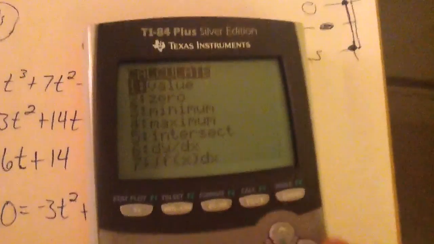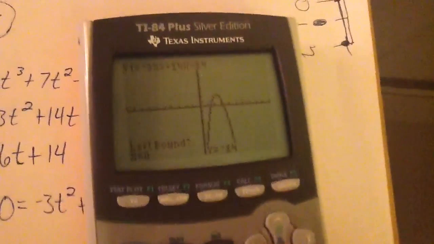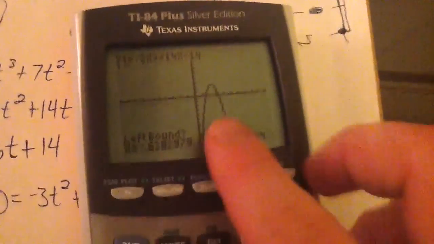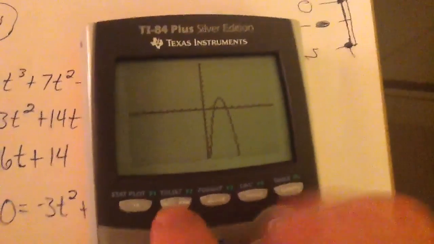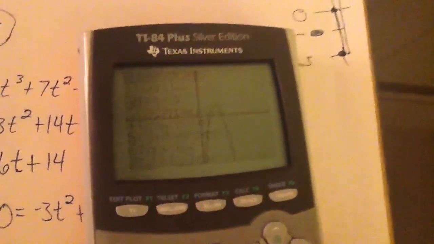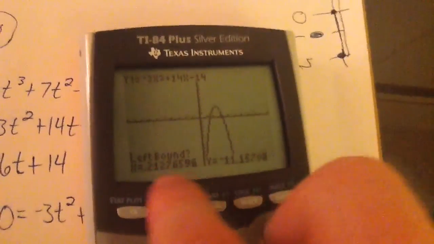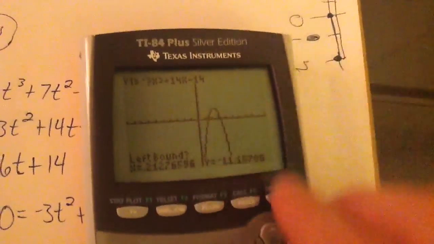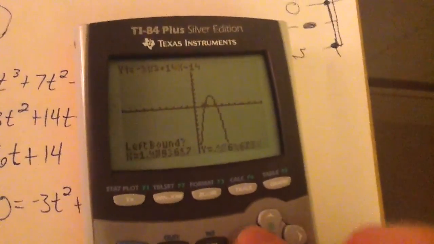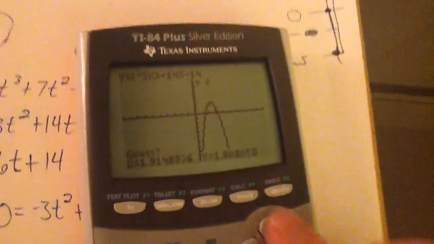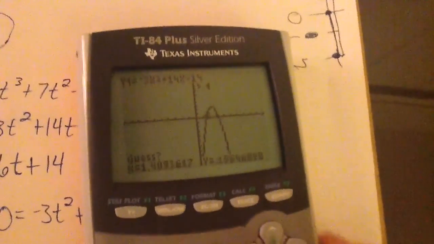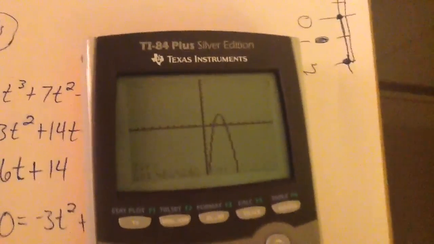Remember, calc, zero, right there, hit enter. Got to move the little cursor to the left. Whoops. Calc zero. See, this tells you where your cursor's at. So I know I want to be at around 1. There's my little cursor there. I'm to the left of it, hit enter. Go to the right of it, hit enter. Guess. Looks like about right there, hit enter. 1.45 seconds. So t will be 1.45.